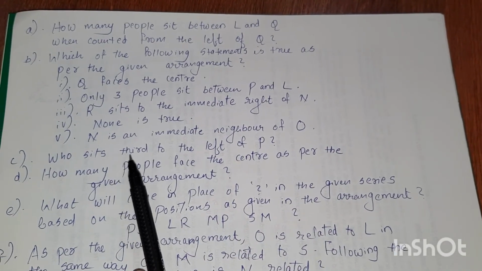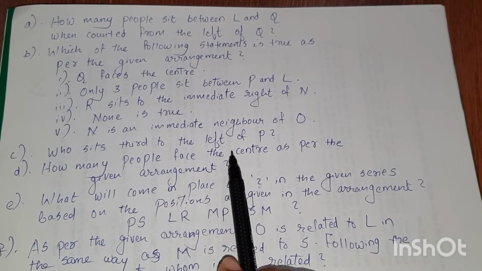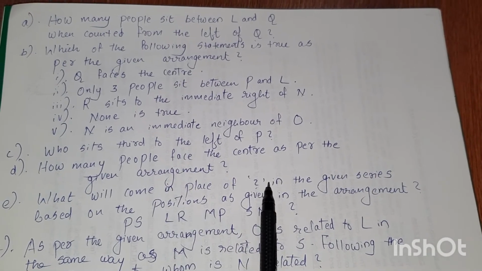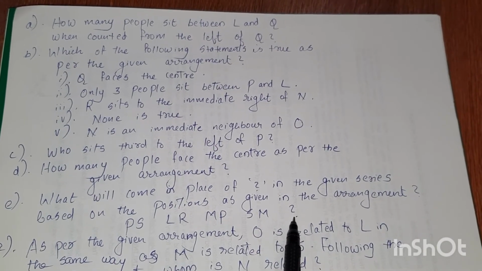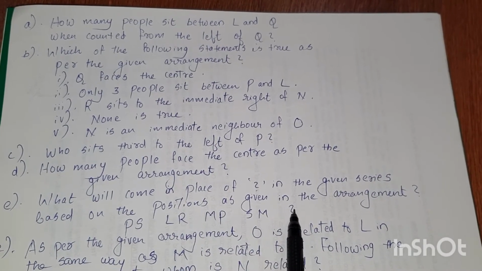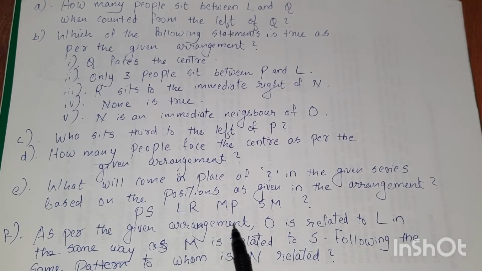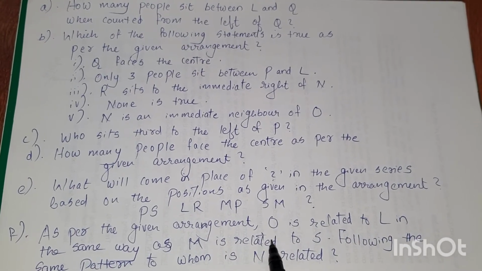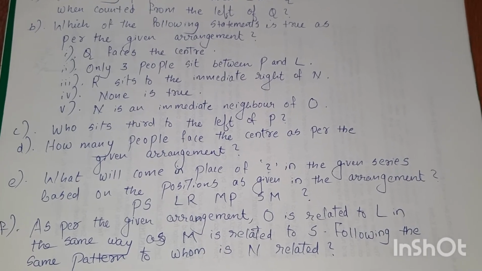Third question, who sits third to the left of P? Fourth question, how many people face the center as per the given arrangement? Fifth question, what will come in place of question mark in the given series based on the positions as given in the arrangement? PS, LR, MP, SM, and the next one you have to find out. Sixth question, as per the given arrangement, O is related to L in the same way as M is related to S. Following the same pattern, to whom is N related?